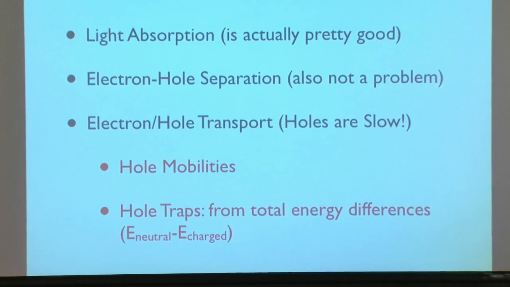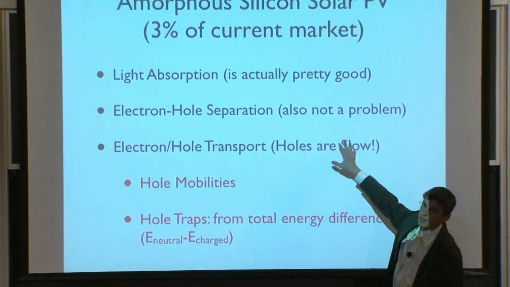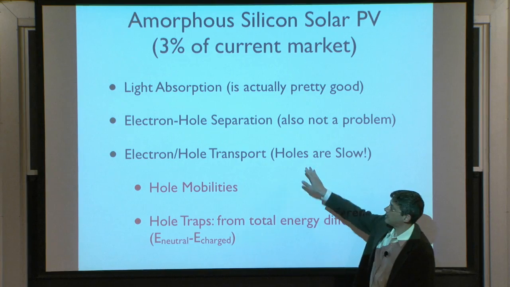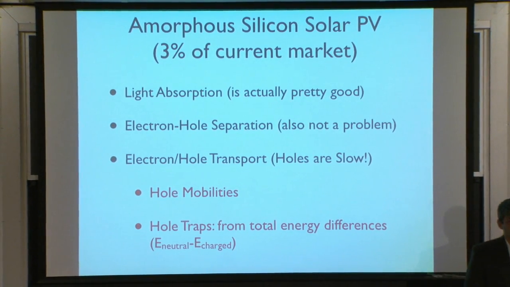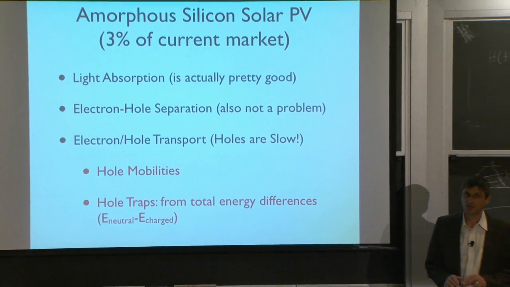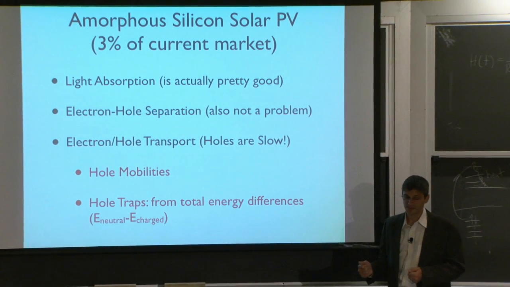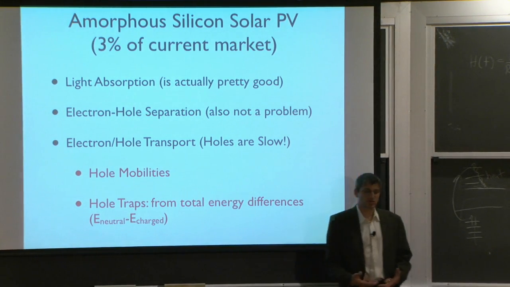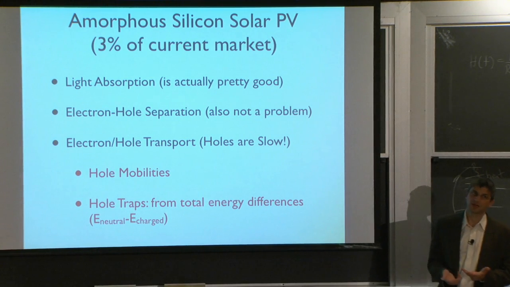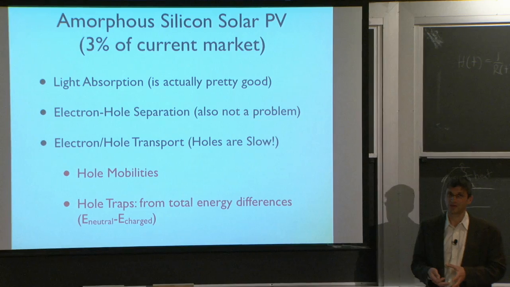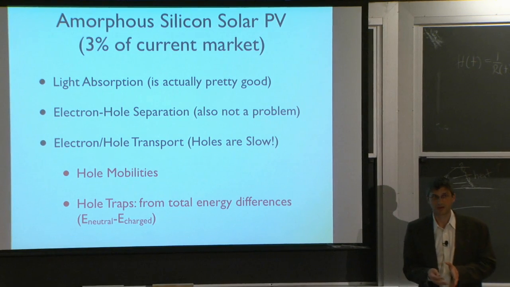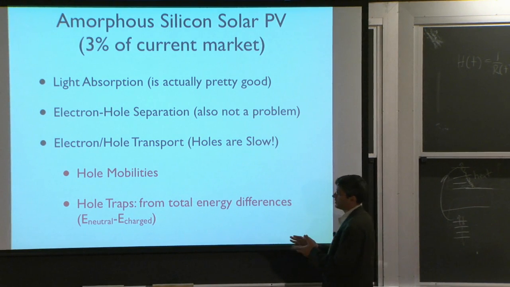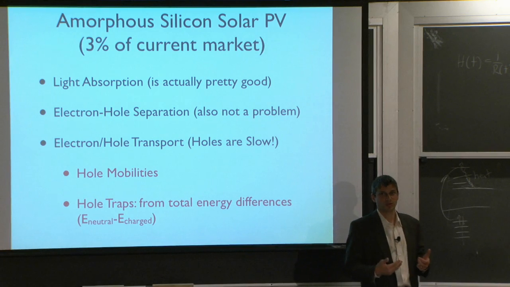The problem with amorphous silicon: electrons and holes do separate easily. That's not a problem. They're not strongly bound to each other. But here transport is the problem. Holes in particular, positive charges, move very, very slowly through amorphous silicon. Both electrons and holes are a lot slower in amorphous silicon than in crystalline silicon, but holes are 200 times slower than electrons. Whereas in crystalline silicon, they're only like 2 or 3 times slower. So that's a big discrepancy, and that causes big problems and a big drop in efficiency.